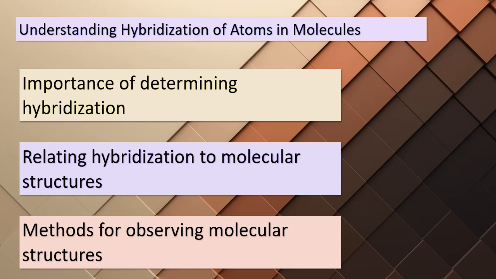Well, the hybridization of atoms significantly influences a molecule's geometry and bonding properties. Being able to relate hybridization to molecular structures allows us to predict various molecular characteristics. Now, let's explore how we can achieve this feat. We'll learn about methods for observing molecular structures, and trust me, this knowledge will be a key tool in your chemistry arsenal. Ready? Let's dive in.